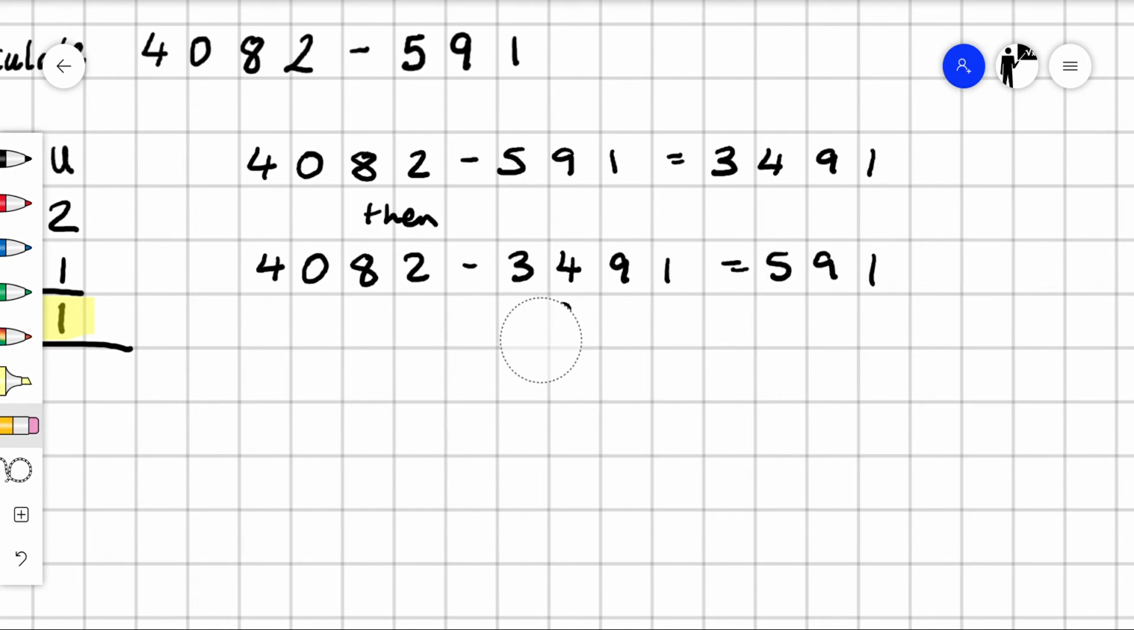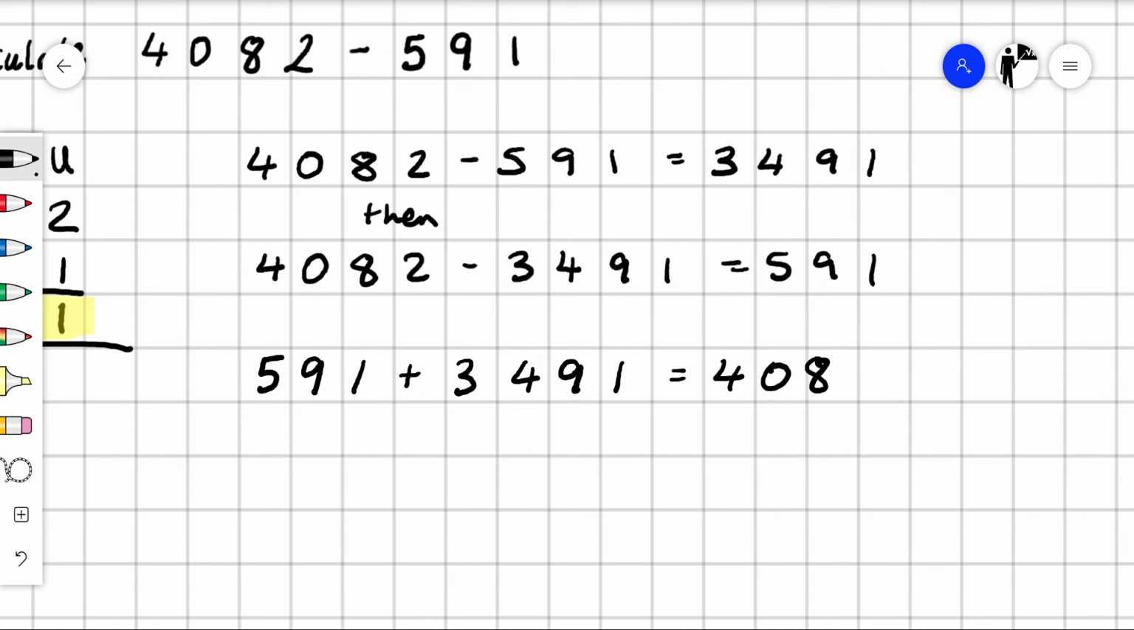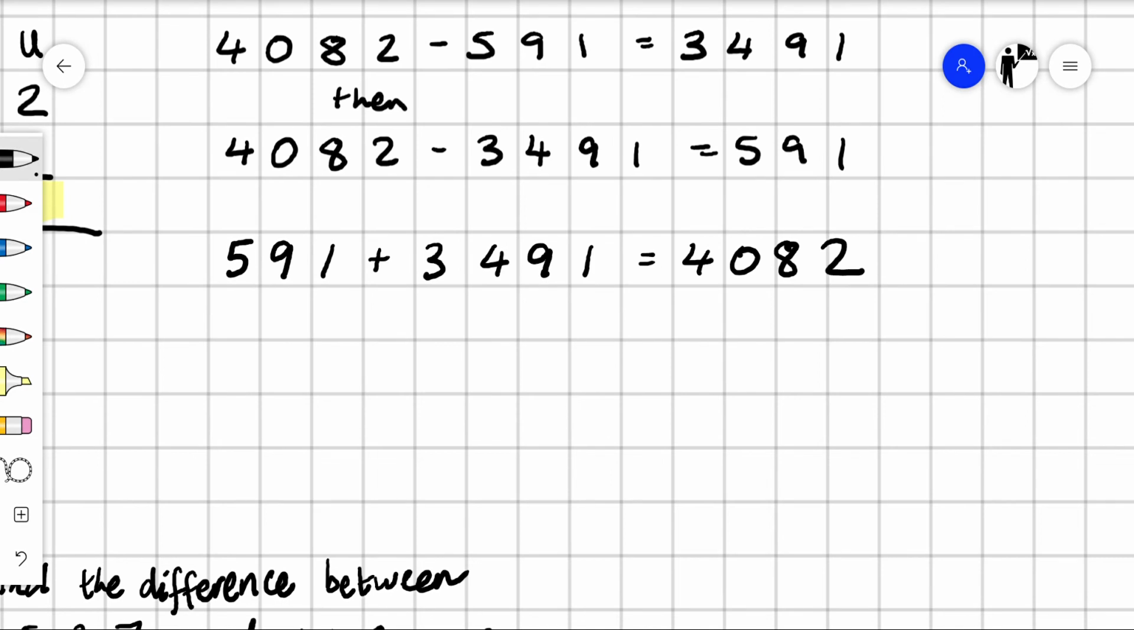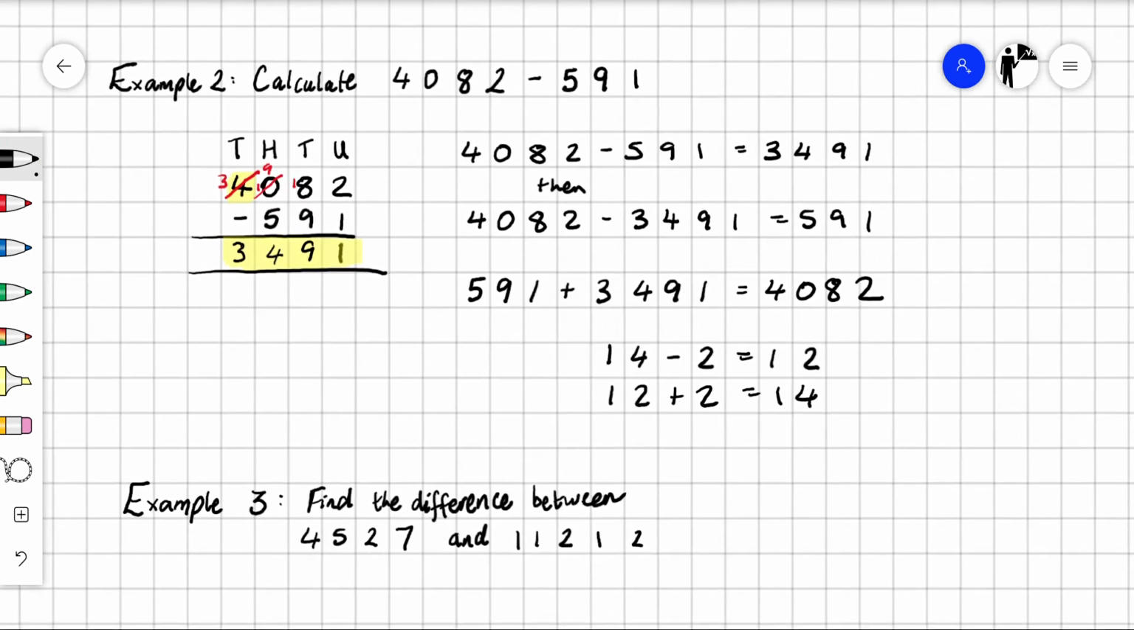Okay, so that's just linking some ideas there with subtraction. What else do we know? We know that 591 plus 3491 is 4082. Why do we know that? Well, let's think about an easy example. If we know that 14 subtract 2 is 12, then we know from that that 12 plus 2 is 14. Just trying to link different strategies and different mental images to help us with subtraction here.